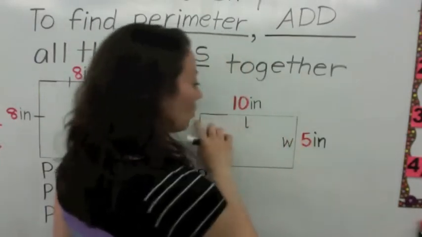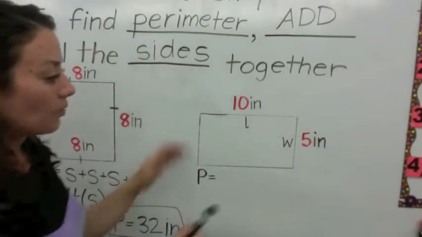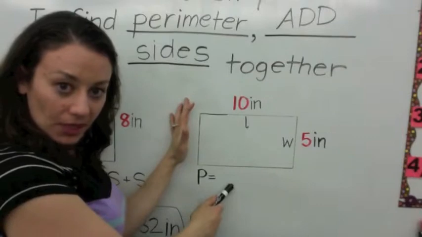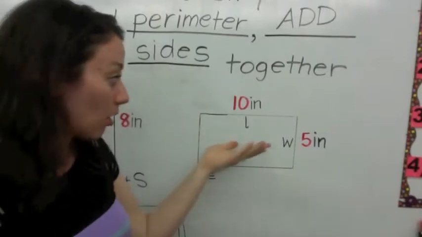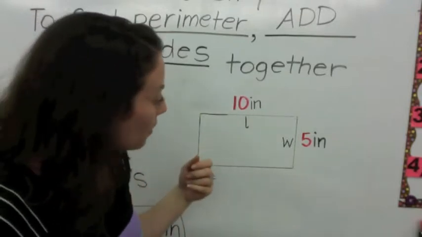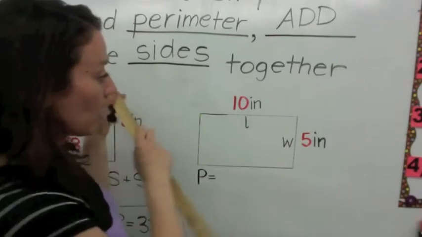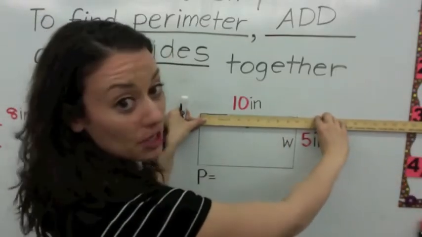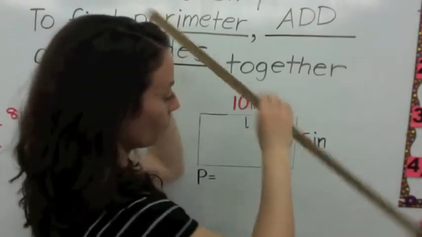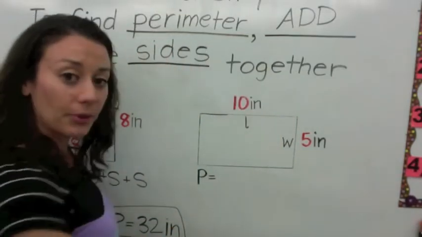Length and width. This is how long it is. This is how wide it is. Now, in a rectangle, what is special about its sides? Are all the sides congruent? This says that the length is 10 and the width is 5 inches. If you measure it, I measured 10, and then I measured 5.